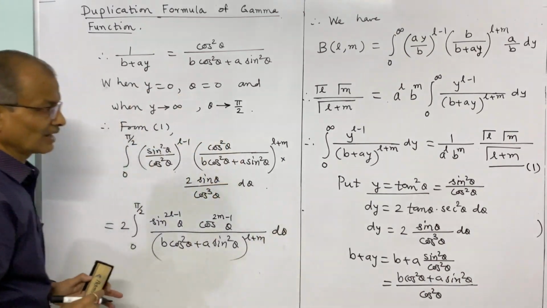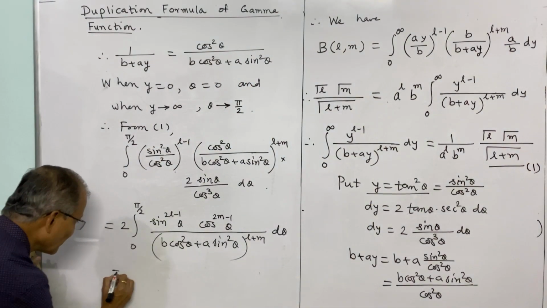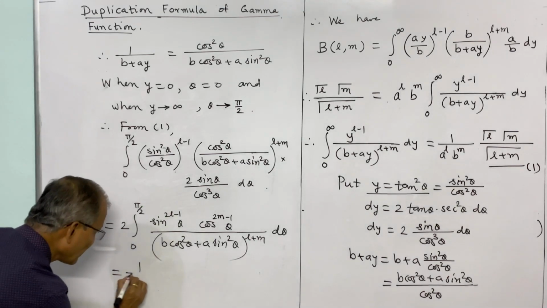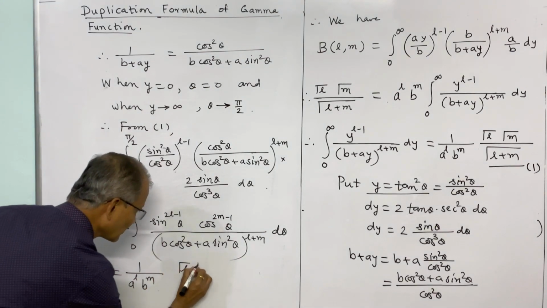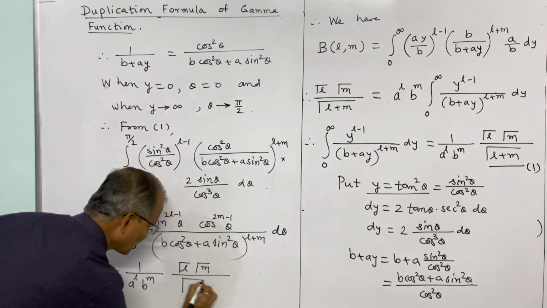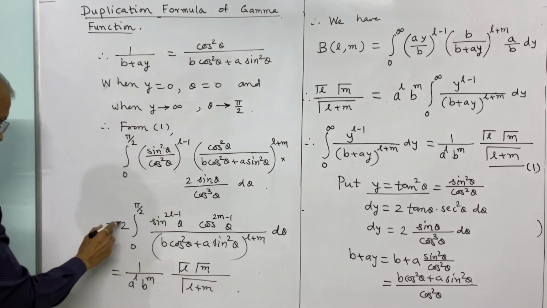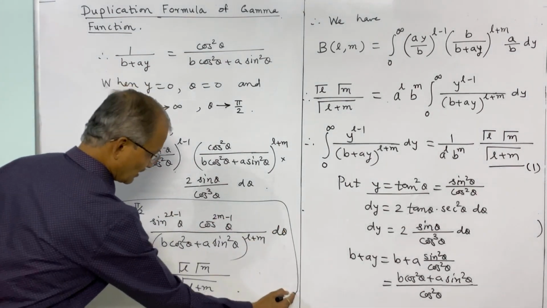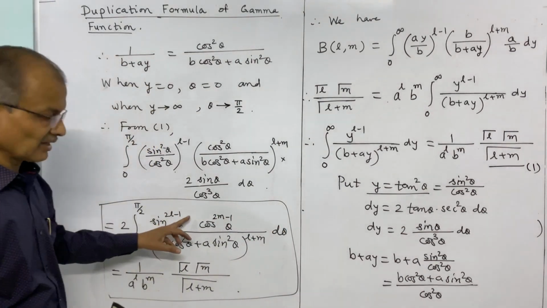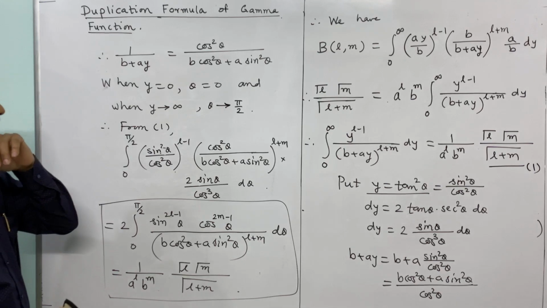And what is the right side? The right side is this one. So this is equal to 1 upon a to the power L, b to the power m into gamma of L, gamma of m divided by gamma of L plus M. So this is another form of that beta function in terms of gamma. This is the relation we have obtained between beta and gamma functions in terms of sine and cos. And this is one more transformation we have obtained.